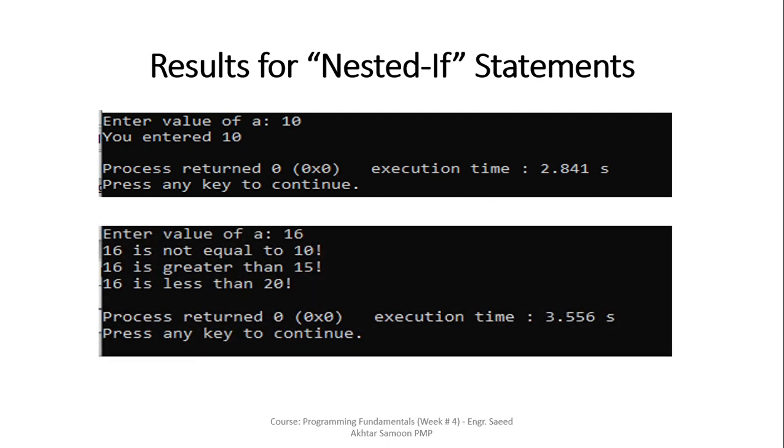Now you see there are two paths. I explained to you there are two paths. One was there to see if the value entered is equal to 10 or not. So if the value entered is equal to 10, like for example in the first run I provided the value of a as 10, so the computer said you entered 10. Very simple. And then in the next run, when the computer asked me to enter the value of a, I entered 16. Now it has provided me three outputs. 16, which has been provided by me, is not equal to 10. Yes, it is not equal to 10. 16 is greater than 15. Good, correct. And 16 is less than 20. Again, these decisions are coming from the computer.